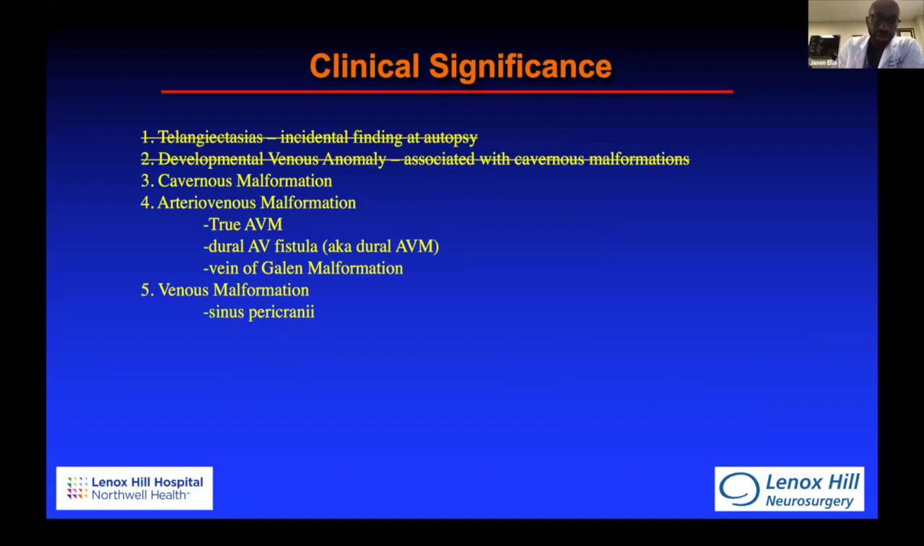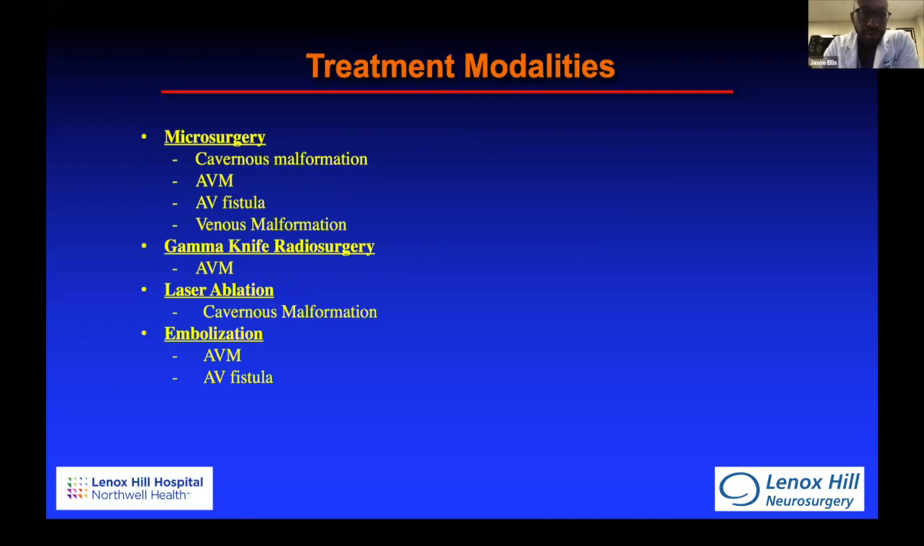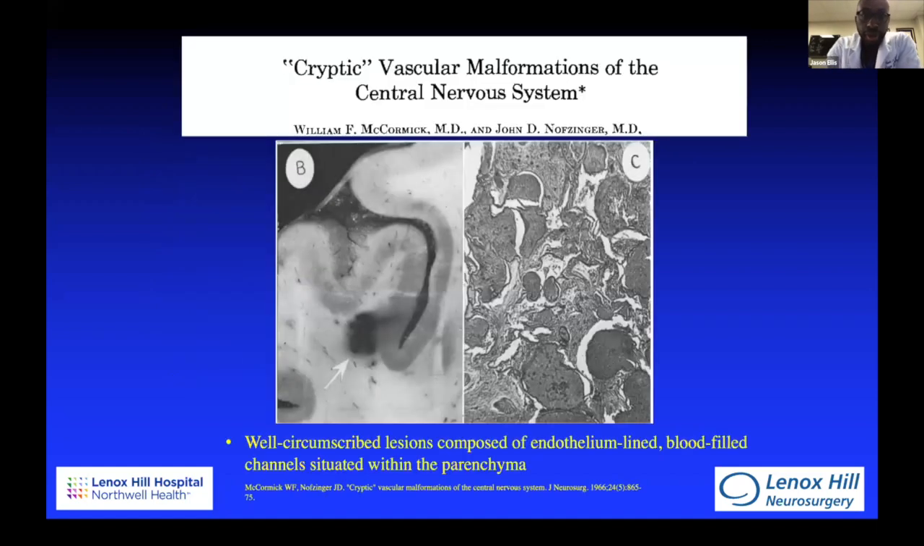So for this talk, we'll just go into detail about the clinically significant ones, which are the cavernous malformations, also known as cavernoma, arteriovenous malformations, and the venous malformation. Treatment modalities we're going to talk about include surgery, gamma knife, laser ablation, and embolization. Back to McCormick's classification, he initially spoke about cryptic vascular malformations, and these are essentially cavernous malformations.